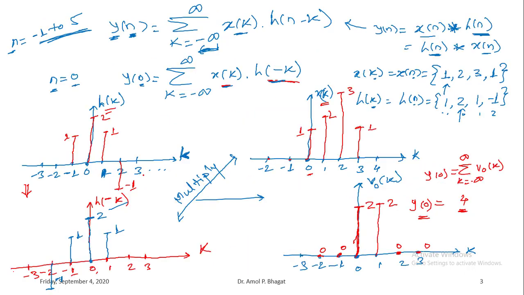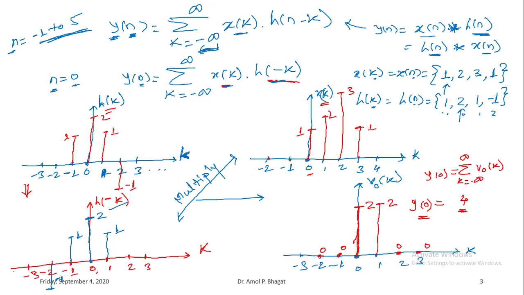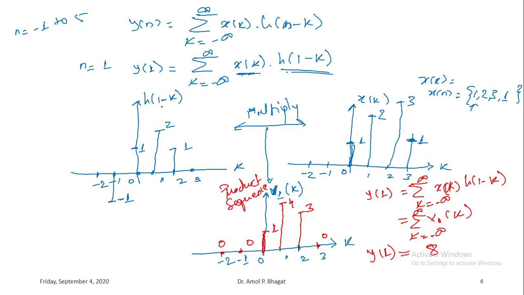Okay, so likewise, if you are obtaining it from h of minus k, then h of 2 minus k will be obtained by shifting this sample by 2 to the right. So this sample will be at 3, this sample will be at 2, this sample will be at 1, this sample will be at 0, likewise. So we'll try to shift this by 1 to the right to get h of 2 minus k from h of 1 minus k.